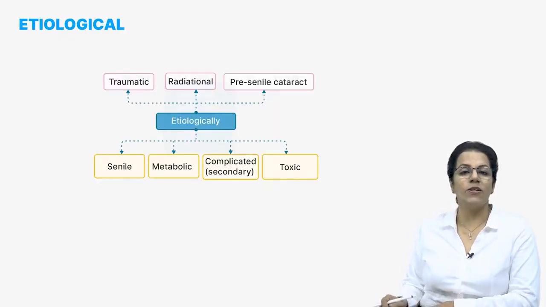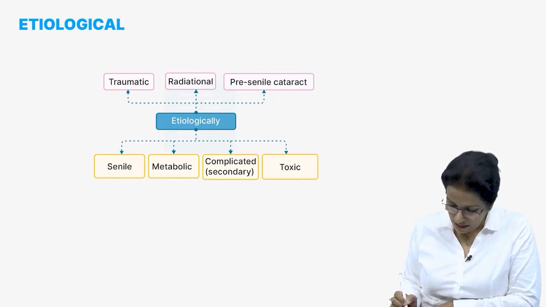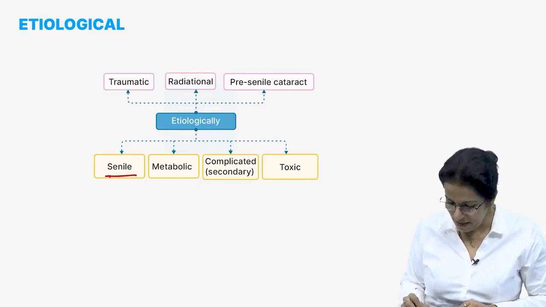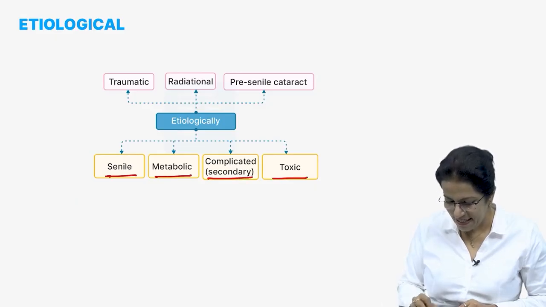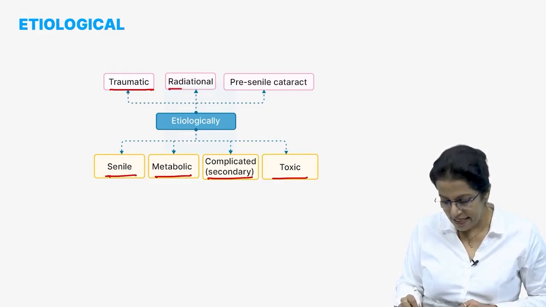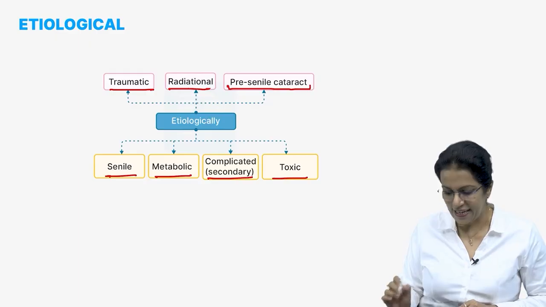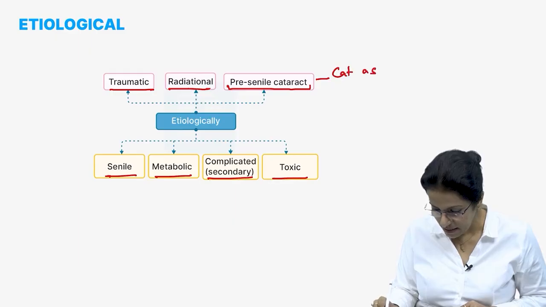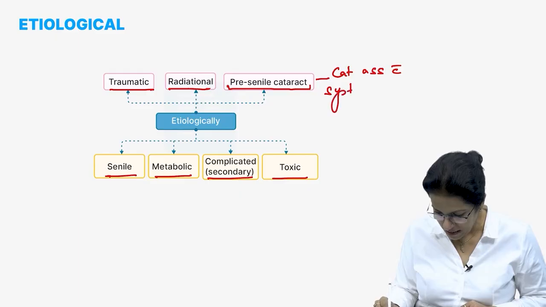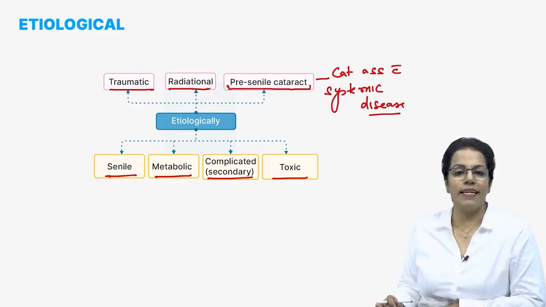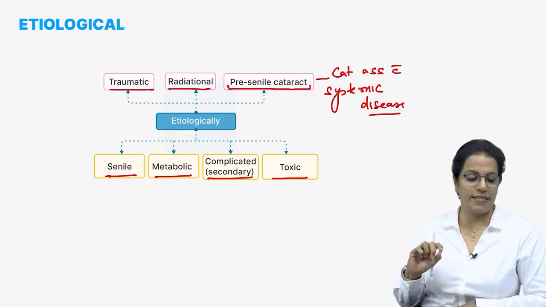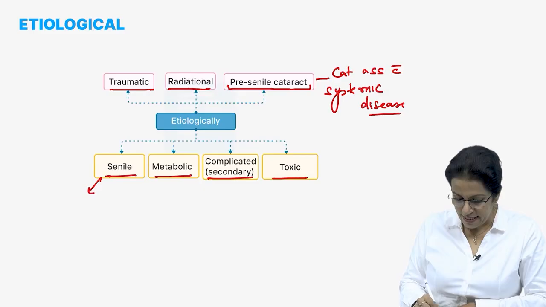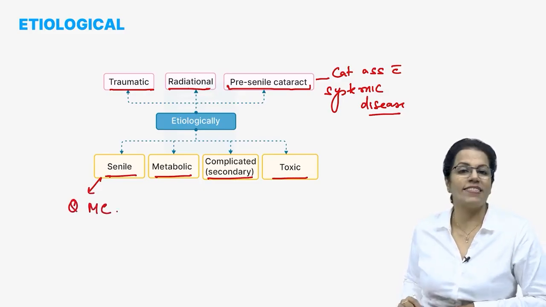Okay. Next is etiological classification. So, etiologically, we can classify any cataract as senile, metabolic, complicated, toxic, traumatic, radiational, and lastly, pre-senile cataracts, which we can also say is cataract associated with systemic disease. Right? Okay. So, first question is, which is the most common type of etiologically classified cataract? Of course, it is senile. So, let's start with senile cataract.